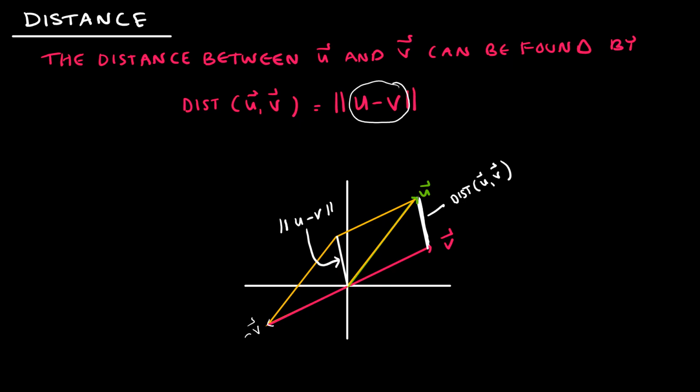If you'll notice, something very interesting is happening: this u minus v distance is the same as the distance between u and v. So it makes another parallelogram. Essentially all we're going to do is find u minus v and find that length, and that's going to be the distance between u and v.